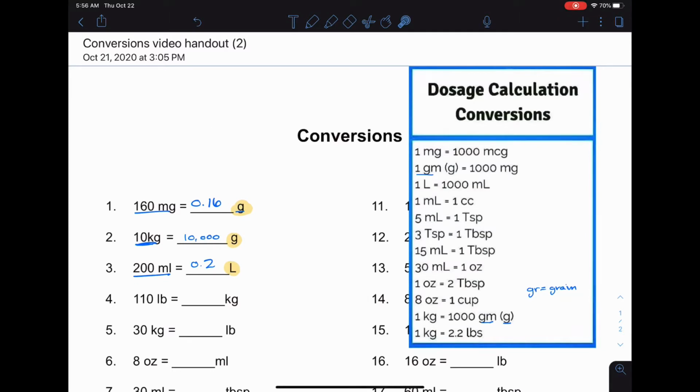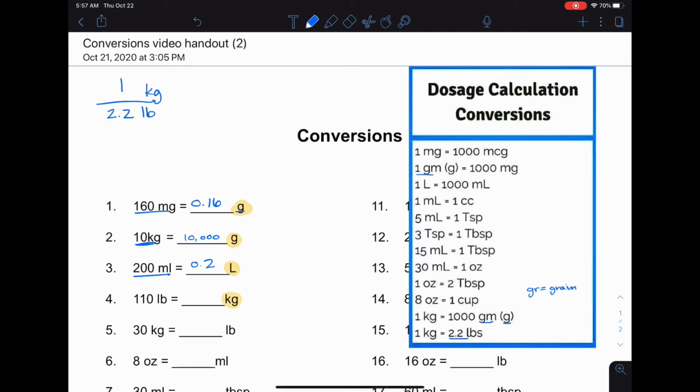Okay, number 4. 110 pounds to kilograms. So if we look over here on our chart, we'll see that 1 kilogram is equal to 2.2 pounds. So look at our problem. We're trying to get to kilograms, so that's what I'm going to put up top. Kilograms. I know that 1 kilogram is equal to 2.2 pounds.